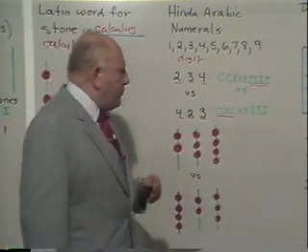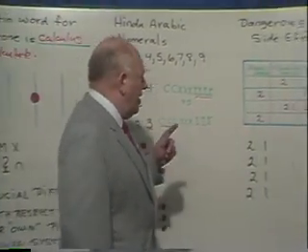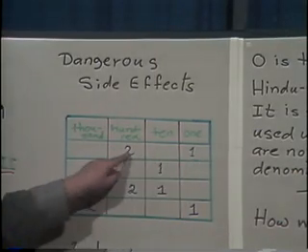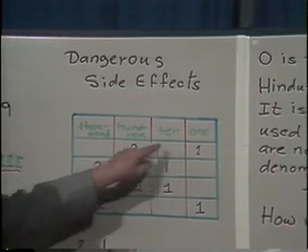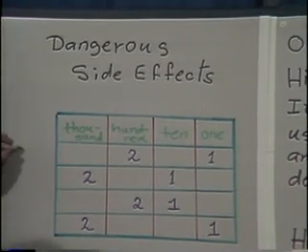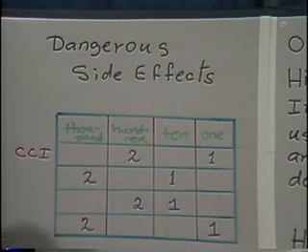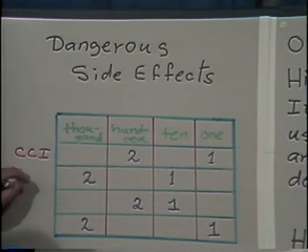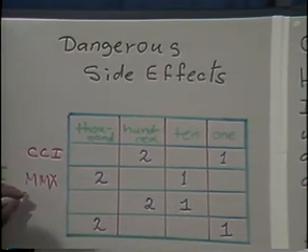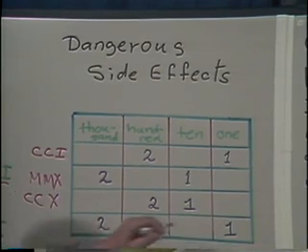Now, here's where the real problem comes in. Here's where the serious side effects come in. Suppose I wanted 2 hundreds and a 1. How would you read this number over here? It's 2 hundreds and a 1, isn't it? The Romans would write that as C, C, I. This is 2 thousands and 1 ten. The Romans would write that MMX. This is 2 hundreds and a 10. That's 2 C's and an X. This is 2 thousands and a 1.